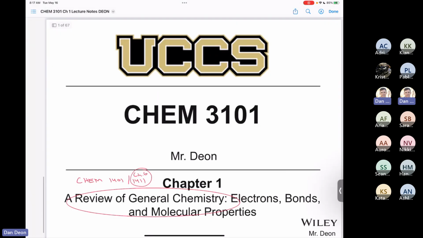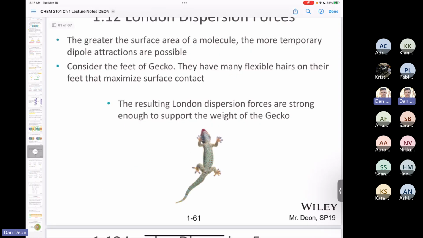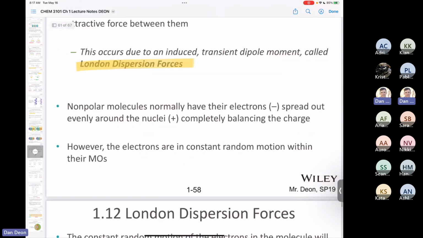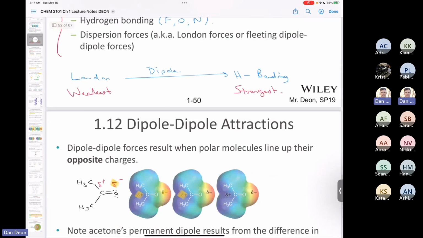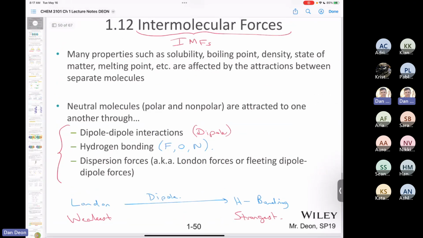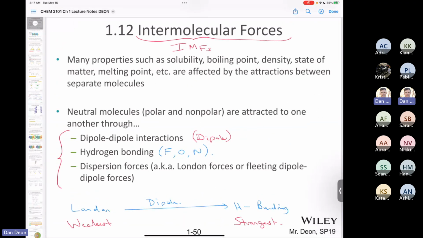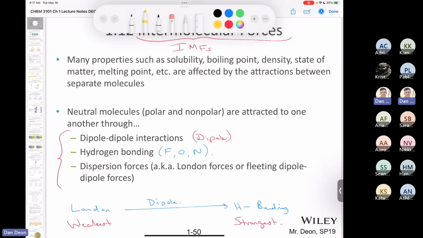And where we left off was looking at some questions that dealt with intermolecular forces. So we talked about the three most common types of intermolecular forces. We said the weakest of the intermolecular forces is the London force, and everything has London forces. Then we had the dipole, which is intermediate, dipole-dipole forces. And then we had hydrogen bonding, which is the strongest of all the forces.